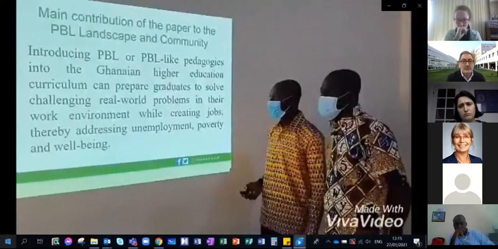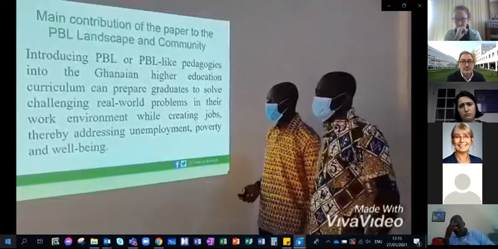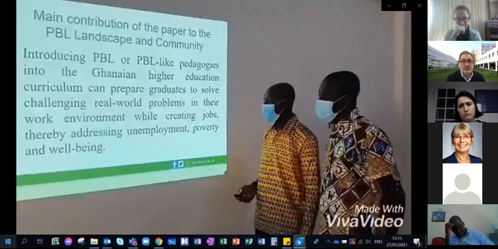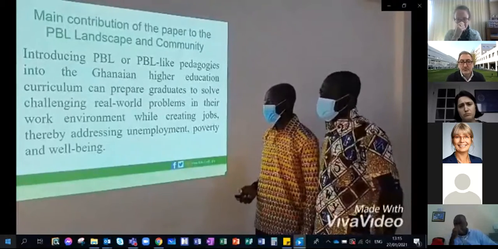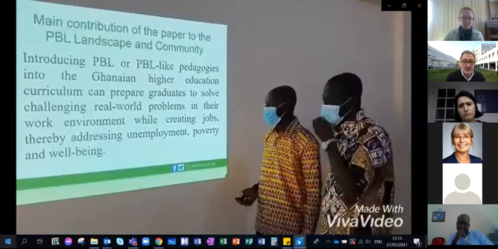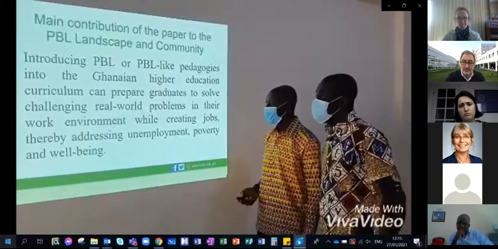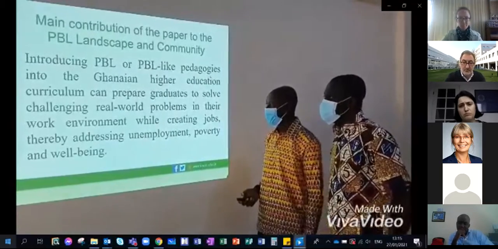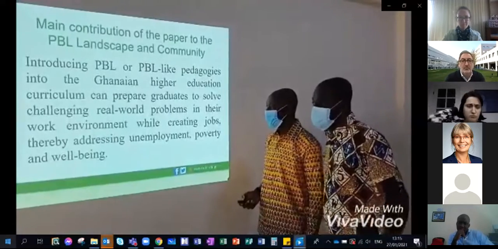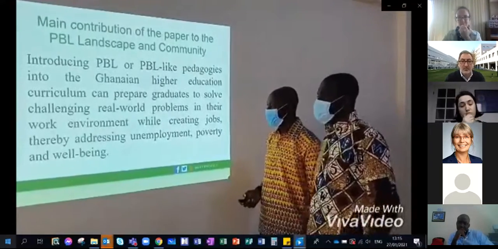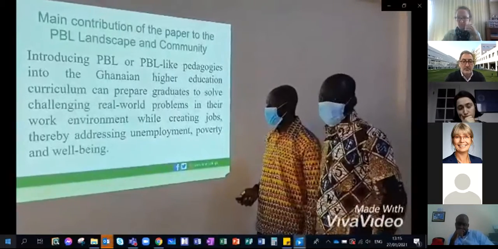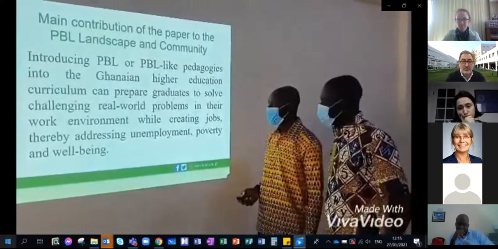In the continent of Africa and in Ghana, to be specific, there's a high unemployment rate. We have a lot of unemployed graduates, which we need to reduce. And I believe that our paper is there to address some of these issues, thereby creating jobs, addressing unemployment, reducing poverty, and then well-being gets better.